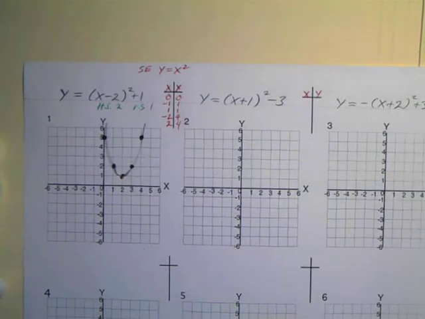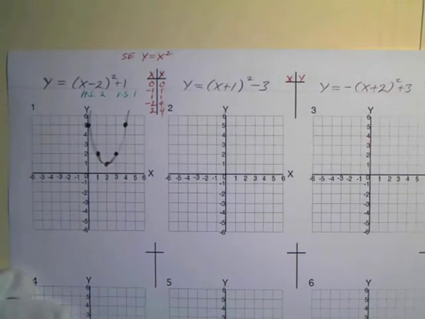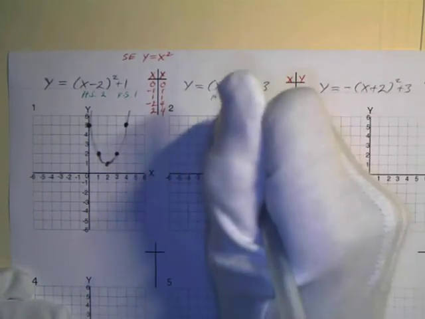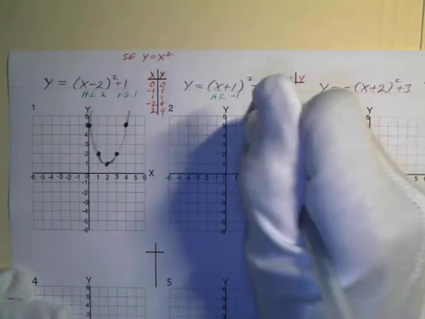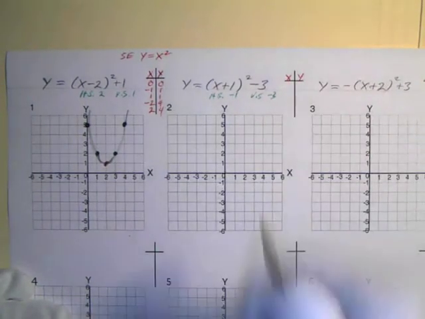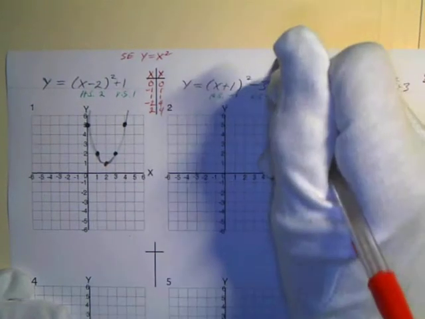And this is going to be y equals (x plus 1) squared minus 3. So my horizontal shift is going to be opposite sign. So my horizontal shift, HS, will be negative 1. My vertical shift will be negative 3. And my shape equation is the same. Without the shift, I just have y equals x squared.